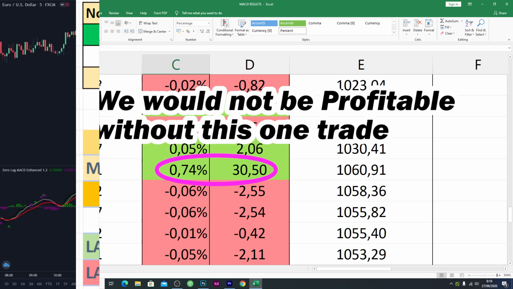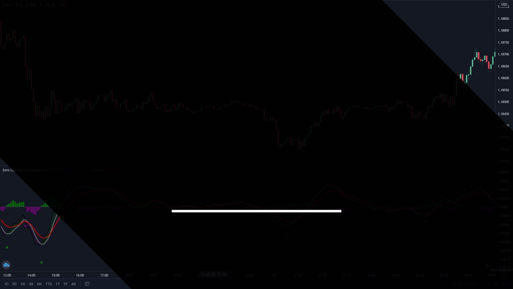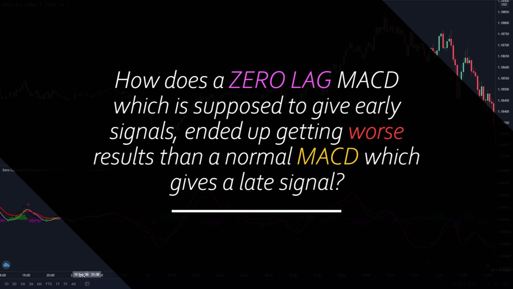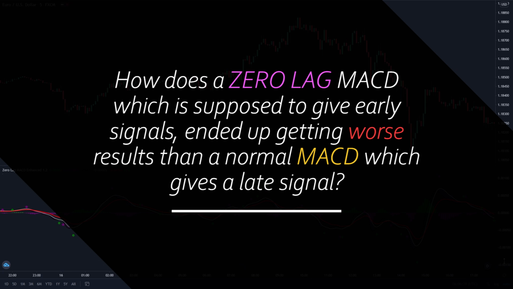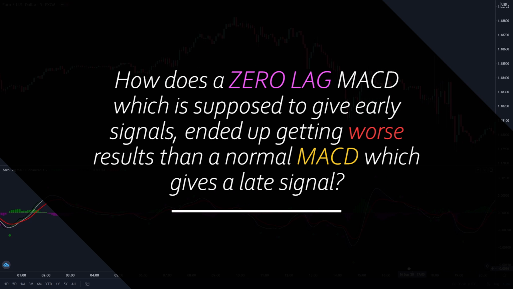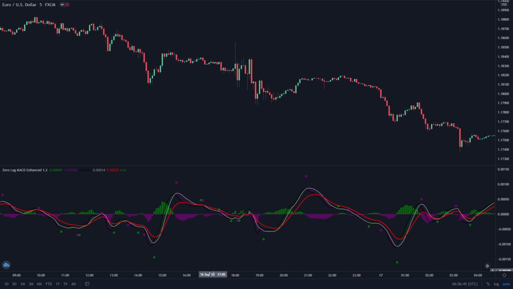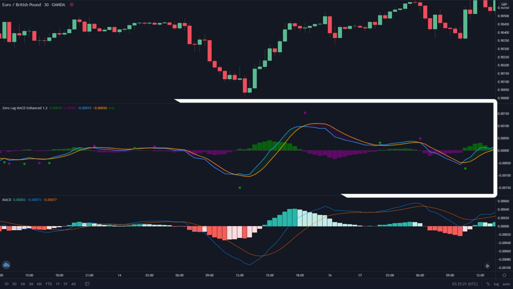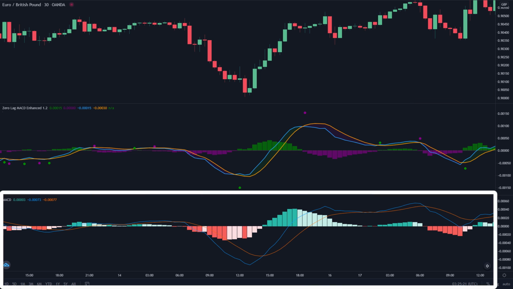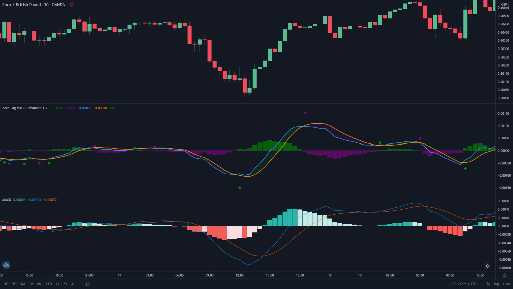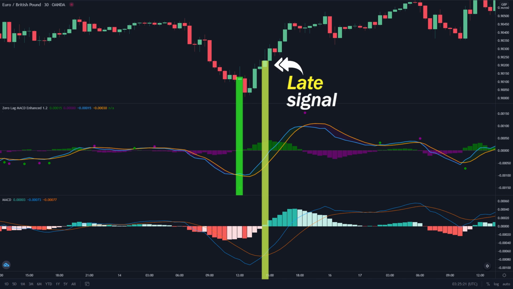And you may be wondering, how does a zero lag MACD, which is supposed to give early signals, end up giving worse results than a normal MACD which has a late signal? Well, let me explain. If you compare the zero lag MACD with a normal MACD, notice that the zero lag MACD gave an early entry signal, amazingly right at the start of the trend, compared to the normal MACD which gave a signal several candles after.